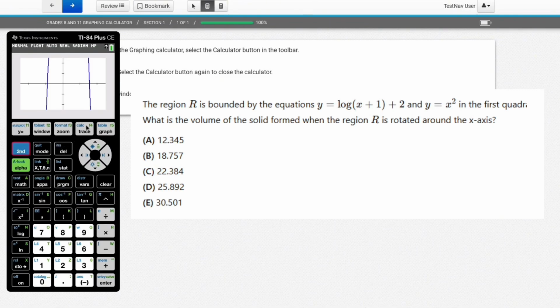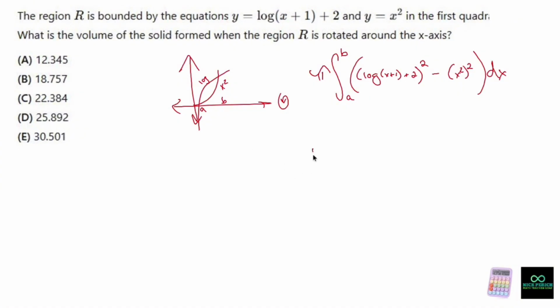Let's hit second calc and hit 7. Type in my lower limit, which was 0, my upper limit, which was 1.551. Hit enter, and I get 18.757 and so on. Whew. So let's go back and type that out. All right, so we ended up with 18.757, which is B. And that's going to do it for the calculator section. So on to some open-endeds.